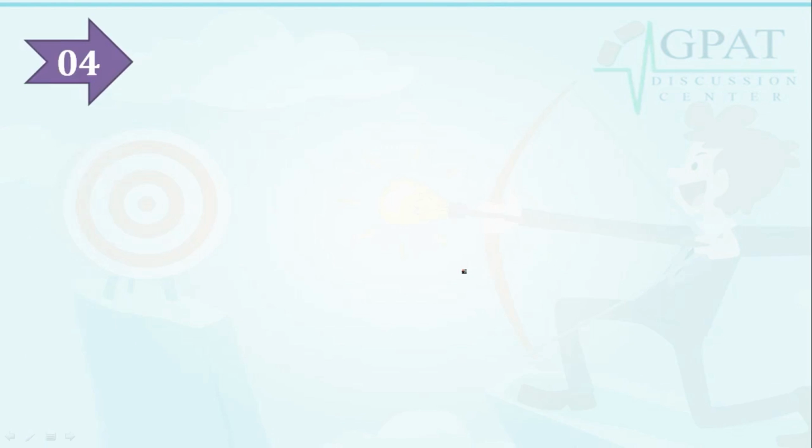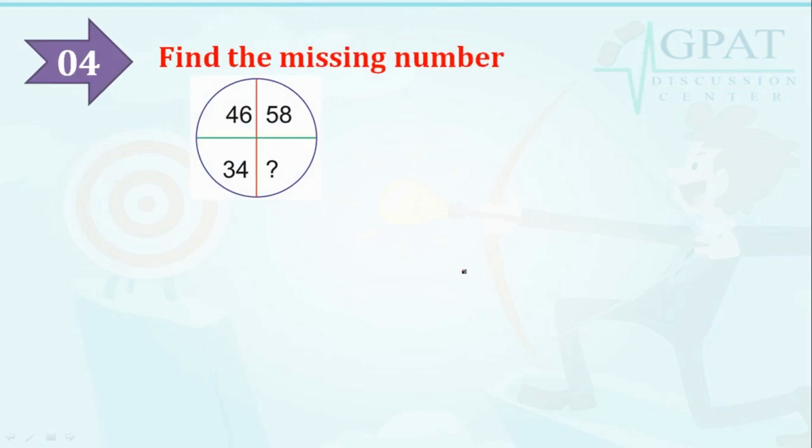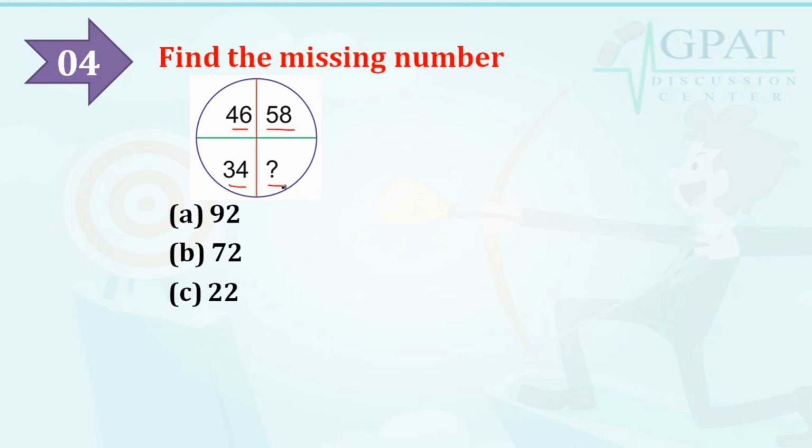Next question, question number 4. Find the missing number. Here are the digits 58, 46, 34. Find the missing number. Options given are 92, 72, 22, or 68. So the right answer is, how does it happen?